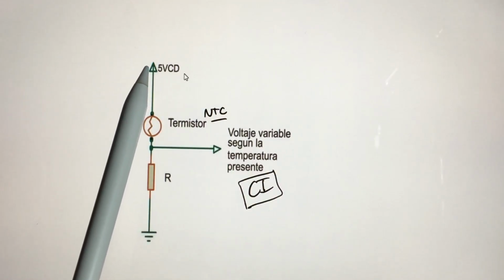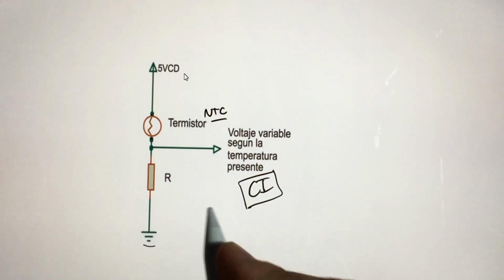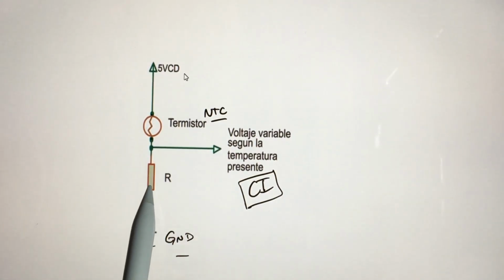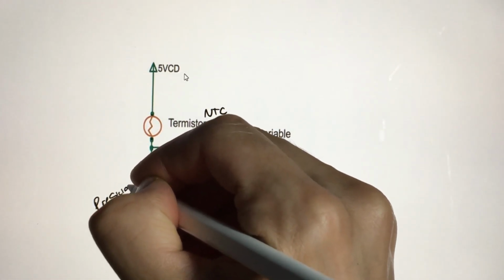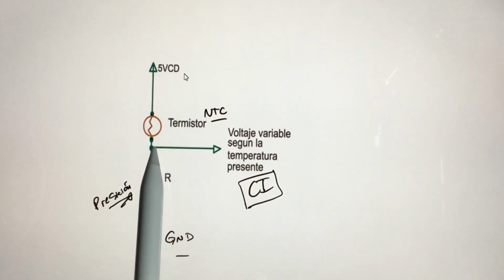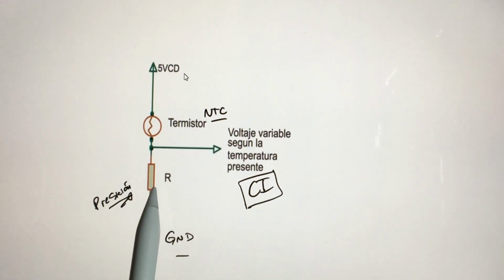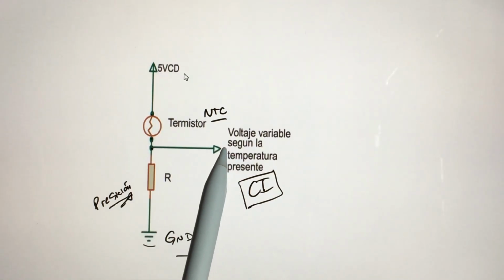5 volts positive are injected directly into the sensor, and the negative is injected. This is the GND, the negative, through a precision resistor. It is not a common resistor. And through it, a voltage of equalization is reached, and the resulting voltage goes to the integrated circuit. As a result, as this resistance varies, the voltage that enters the microprocessor also varies.